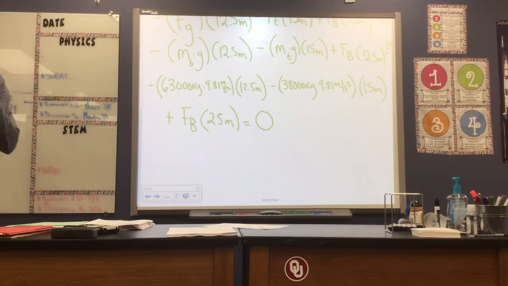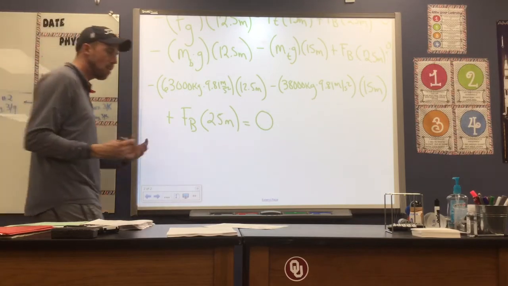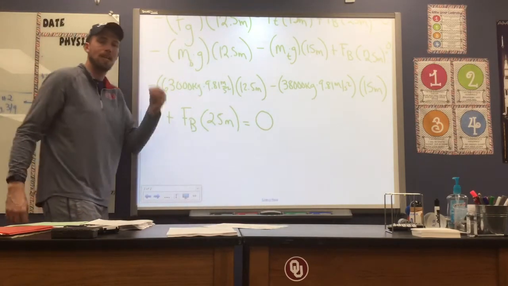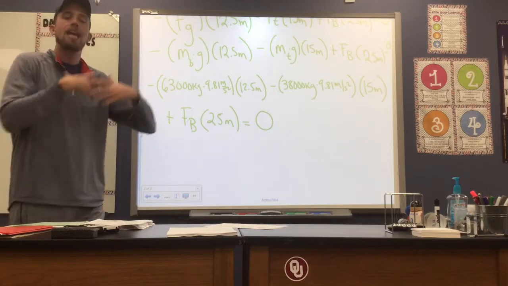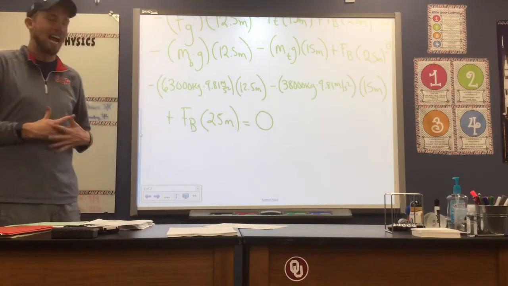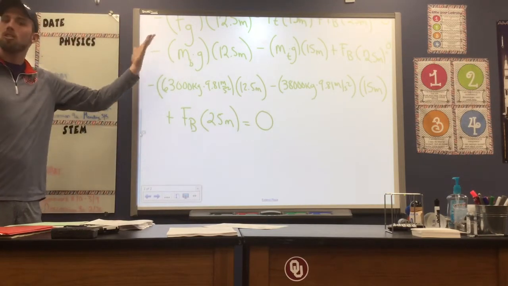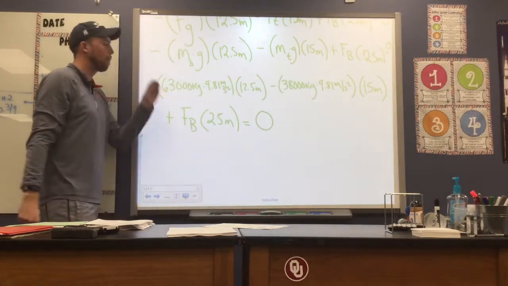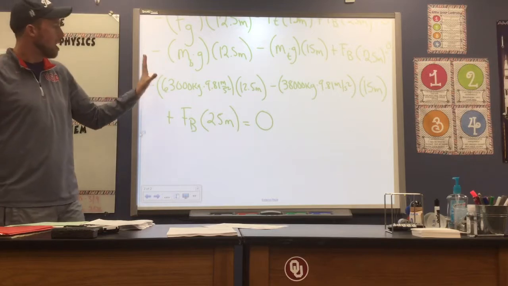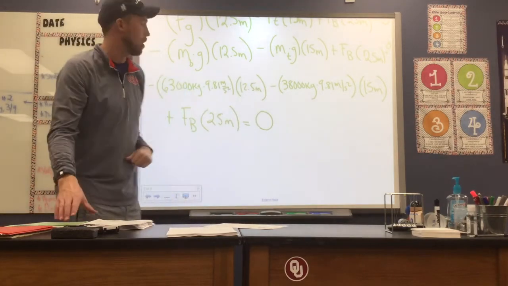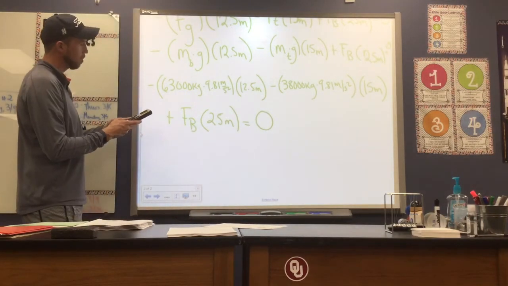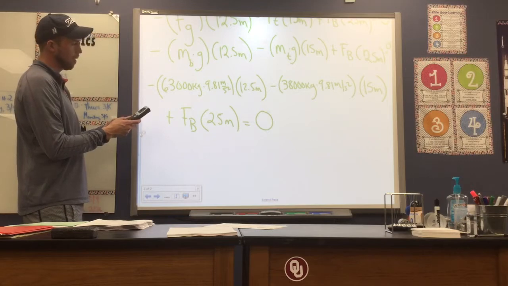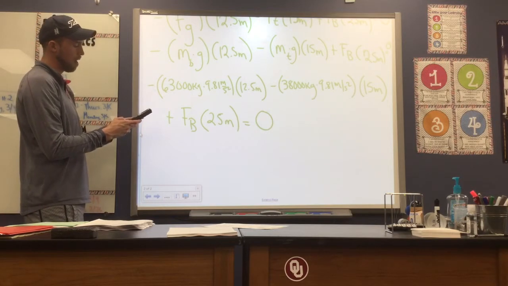Okay? So you notice these problems do tend to be a little bit lengthy, but we need to make sure that we take into account every force and the distance at which that force acts from a chosen fixed point. So all we're going to do now is plug in all of these numbers and start to simplify our equation. So I'm going to take 63,000 times 9.81 times 12.5.